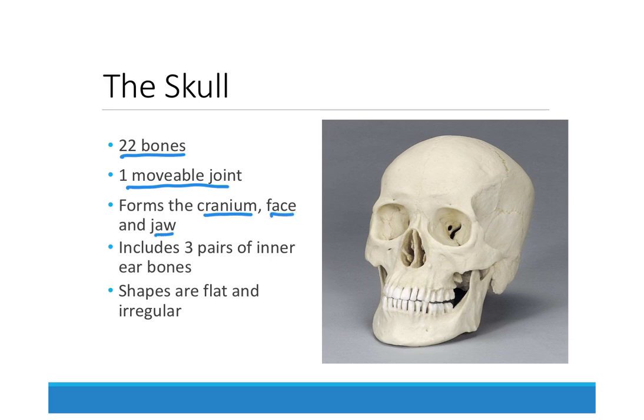And we also tend to include those three pairs of inner ear bones, 3 bones on the right, 3 bones on the left, that are actually positioned inside the skull itself. Because it is such a complex and unusual structure, the shapes of the bones are predominantly flat ones and ones that just don't fit anywhere else, and we call those irregular shapes.